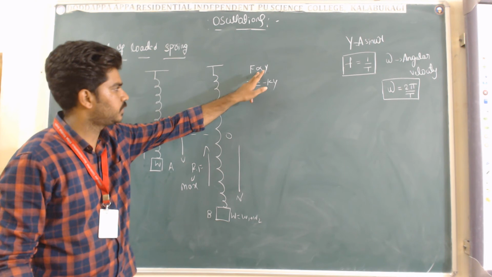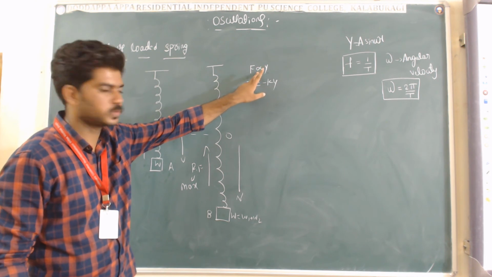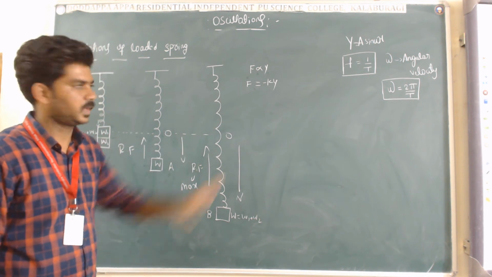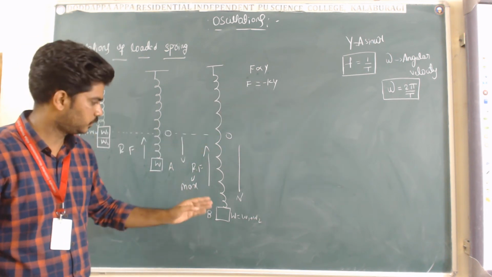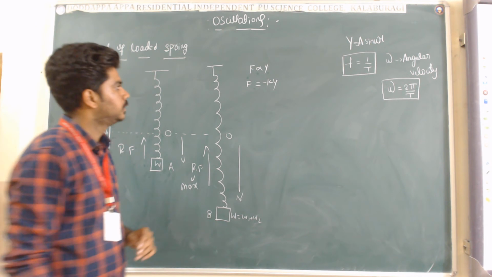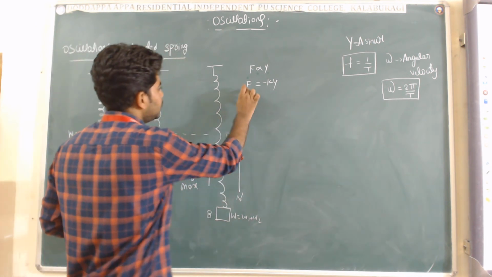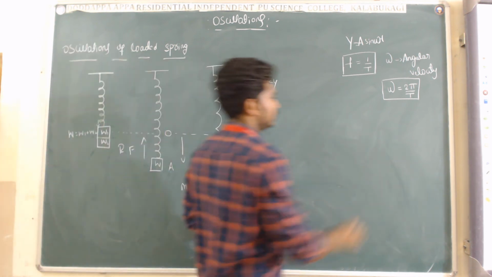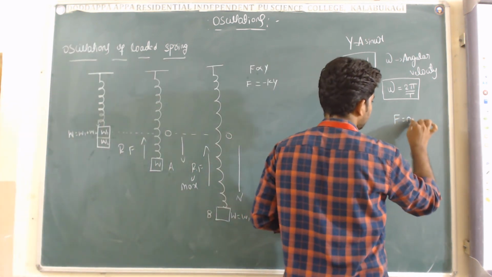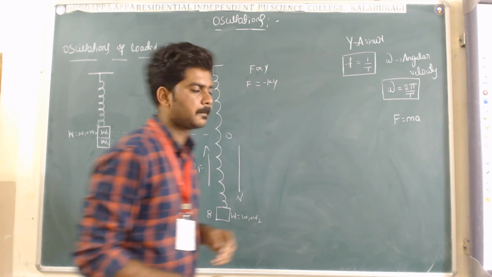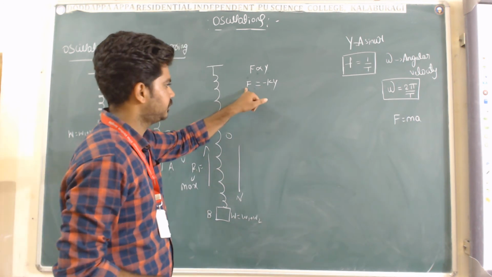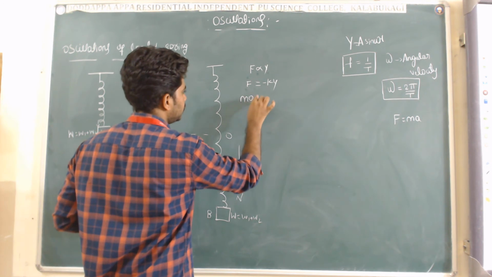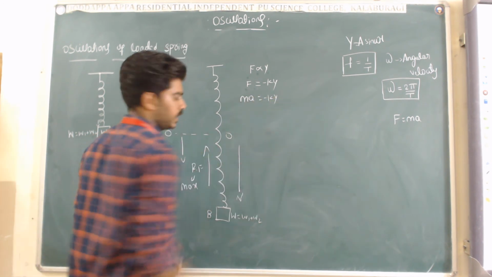After that, what have we done? We have just removed this proportional constant, so we have written F equal to minus k y. The negative sign indicates that the restoring force is opposite. Here F is what? Force. Mass into acceleration. F equals m into a. In place of F, I am going to write m into a, so m a equals minus k y.